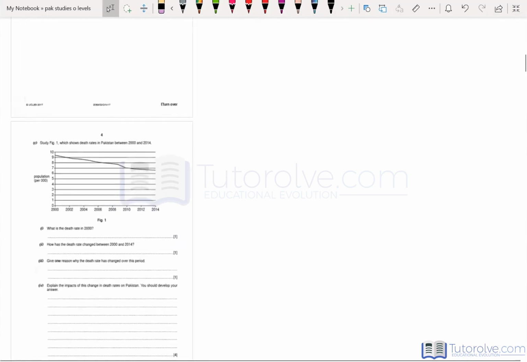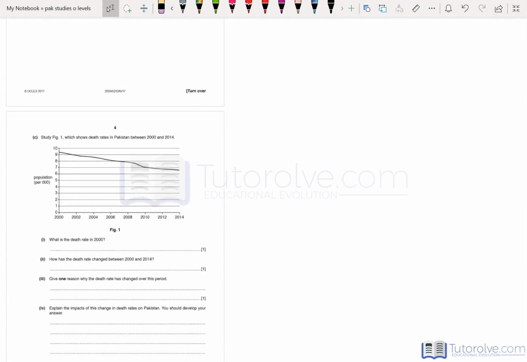Now, in part C, you have to study the figure which is in front of you about the population and calculate the death rate. So, the answer would be around 9.3 to 9.5, a respectable answer.